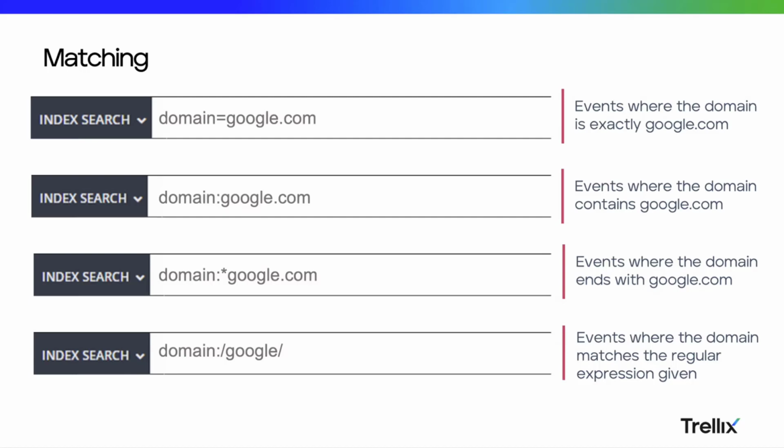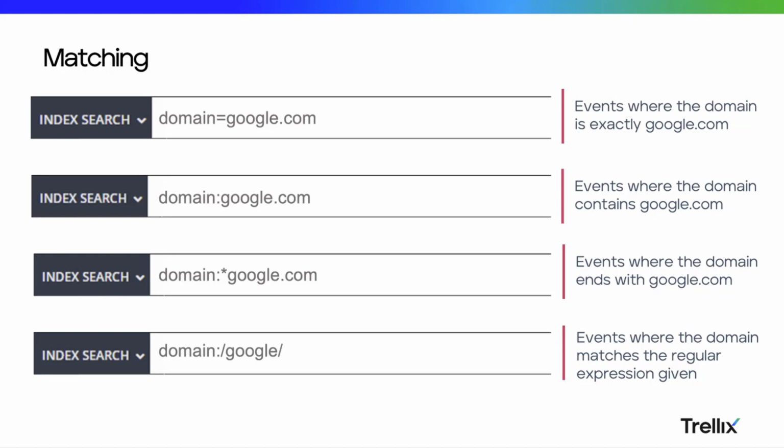We also have different ways of indicating how we want to do a match. We can use the equal sign for a strict match. In this first example, we're looking for events where the domain is google.com. It has to be exactly that phrase. And then instead of using the equals, if we use the colon operator, that's looking for a match. So the domain simply needs to contain google.com.